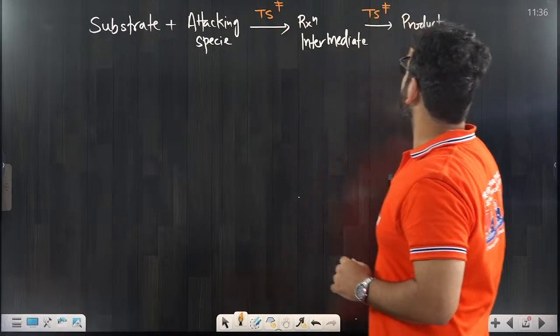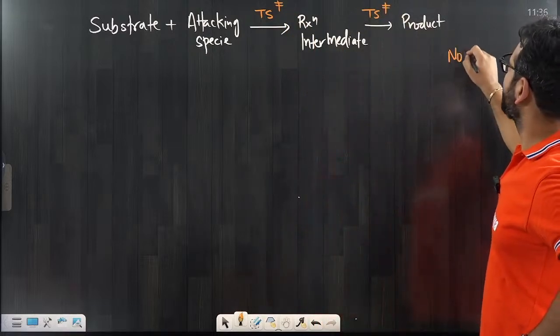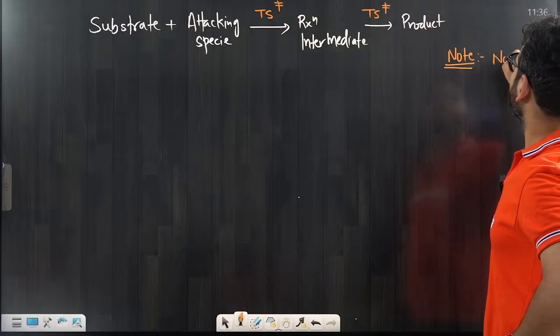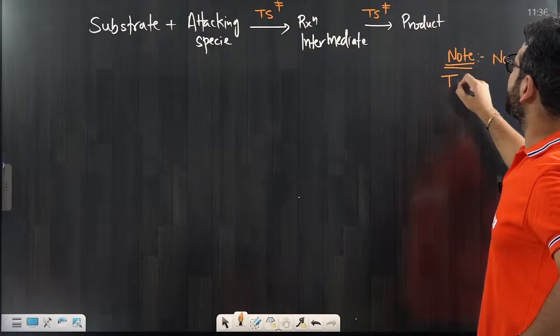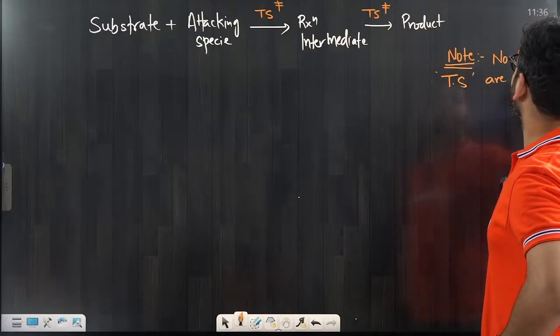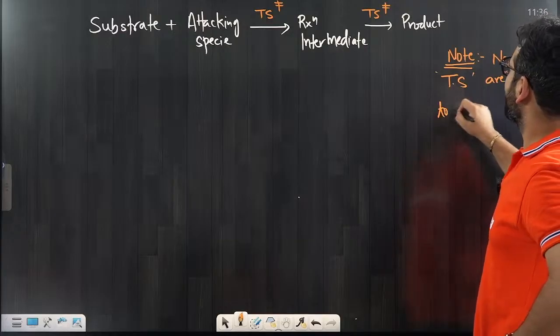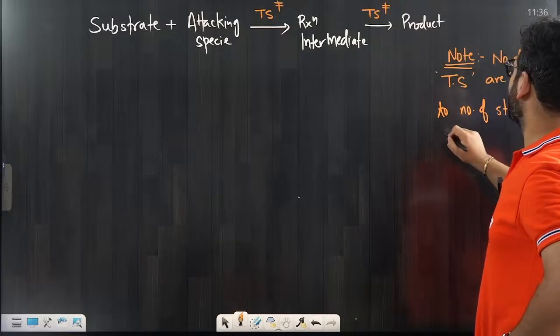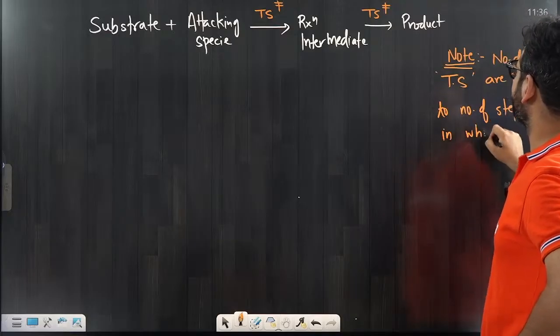Okay, remember this point as well. As a note point, you can mention: number of transition states, TS I am writing, are equal to the number of steps in which a reaction proceeds.